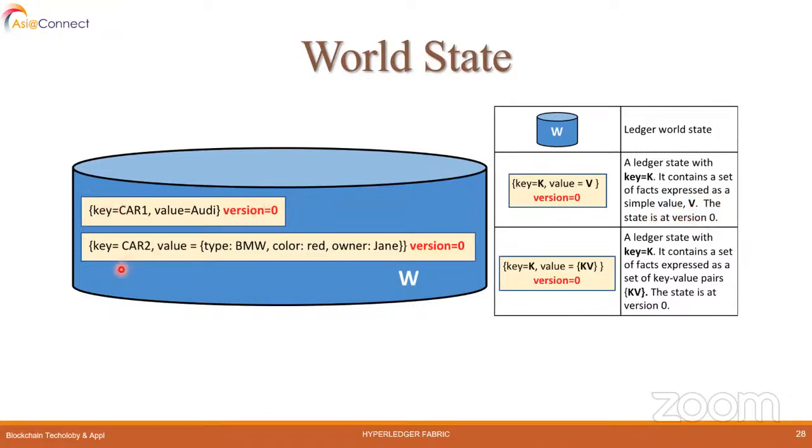I can also have key is equal to car2, but now the value is not that simple. The value here is type is BMW, color is red, owner is Jane, version 0. Again, you have a ledger state with key is equal to K, but it contains a rich set of facts expressed as a set of key-value pairs, where the state is again at version 0. So what I intend to tell you is that there can be two different ways of having this.